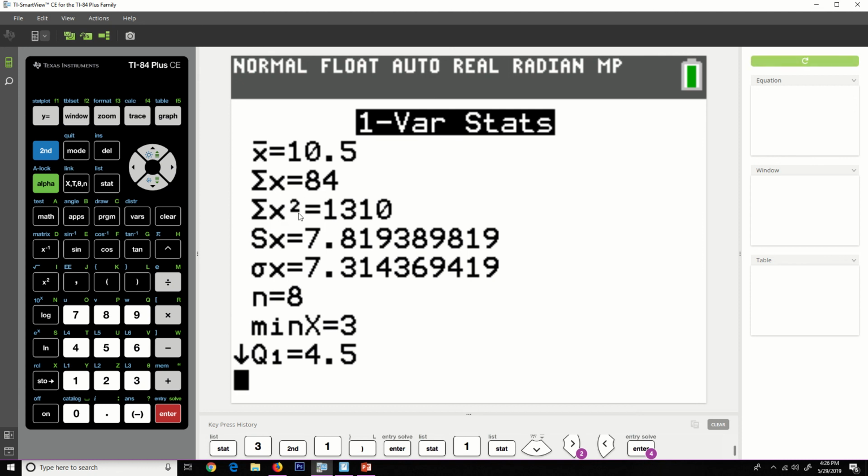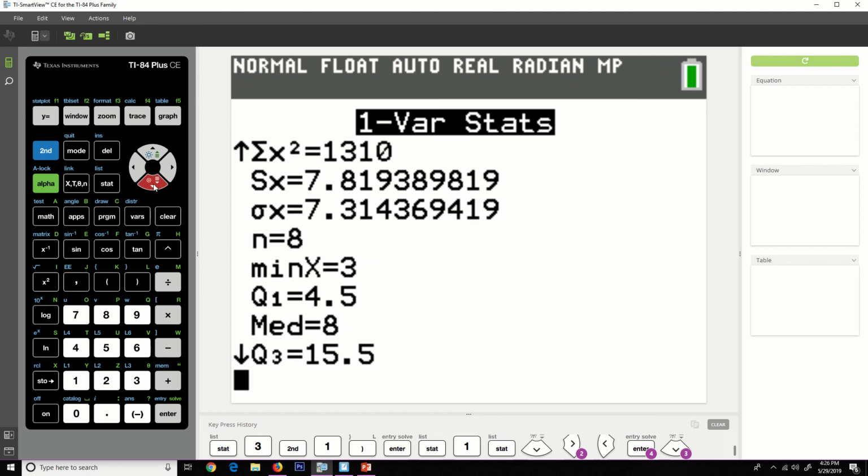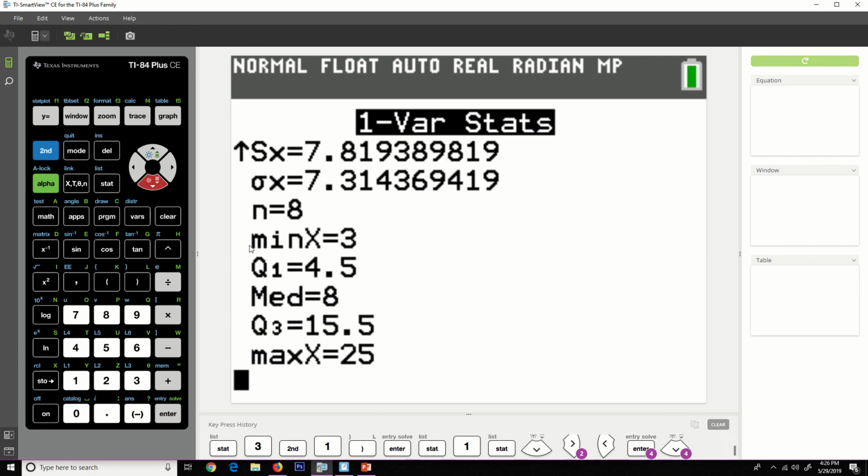This is the sum of the squares of the data. This is the sample standard deviation. This is the population standard deviation. There are 8 elements. And then here are your five number statistics: your minimum, your lower quartile, your median, your upper quartile, and your maximum value. And then you just have to subtract if you want to get a range.